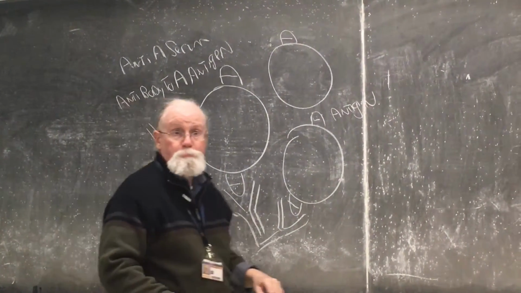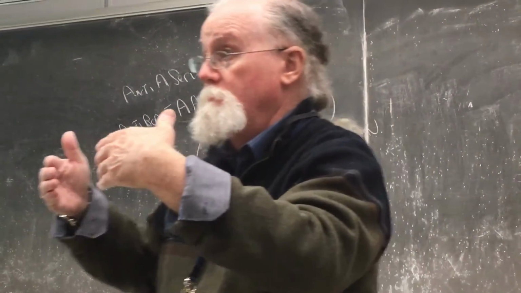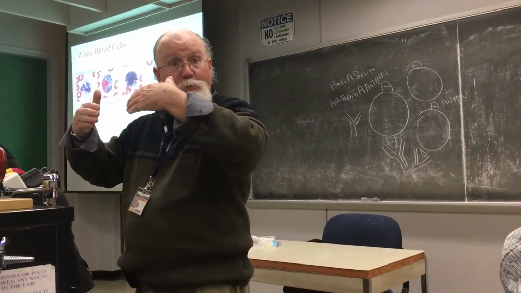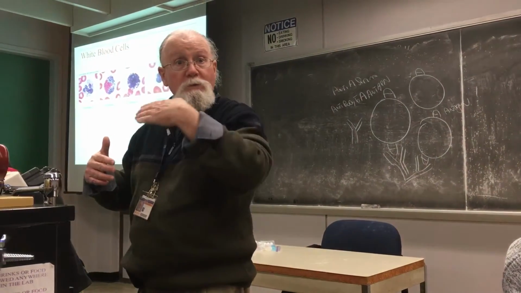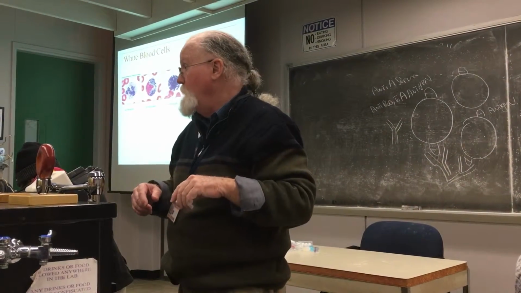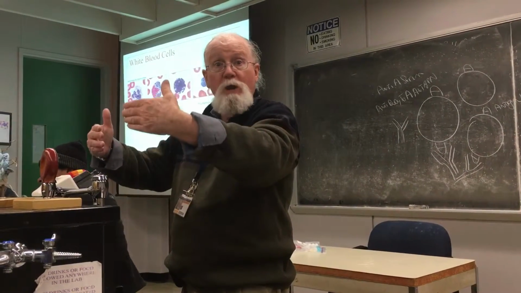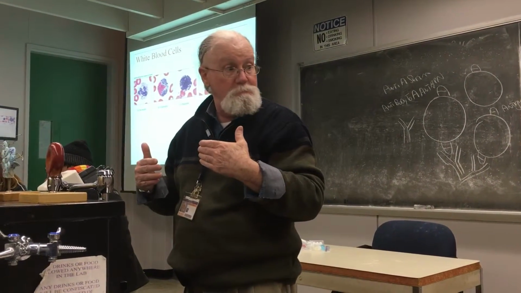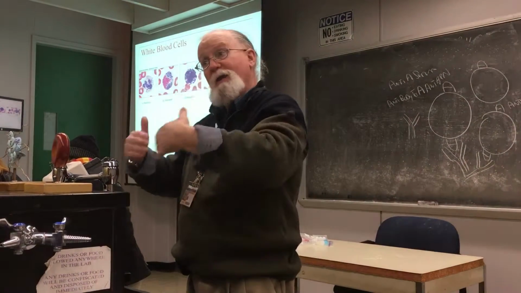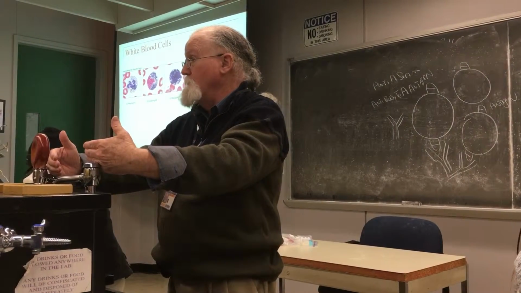Now, anti-A serum, what's serum? Serum is blood that's been centrifuged and the cells removed. Yes. Okay. So this would be somebody that was B blood, would have anti-A. So they would use a B blood, which would have anti-A serum. Right? Does that make sense?